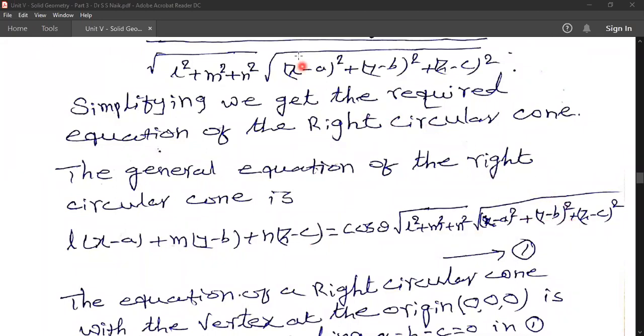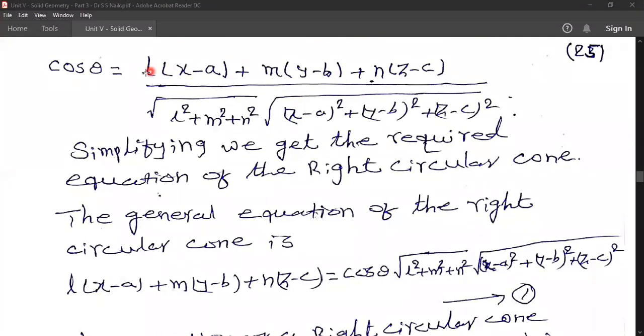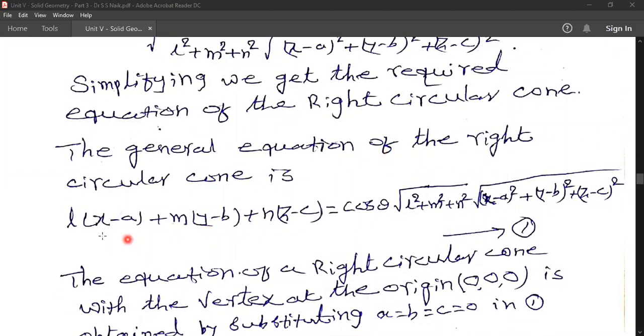That means you just cross multiplied this, nothing else. Okay, you are having this value. This value is equal to cos theta into these two products. That is given by L into (x minus a) plus m into (y minus b) plus n into (z minus c) is equal to cos theta into this value. So this becomes the general equation of a right circular cone.